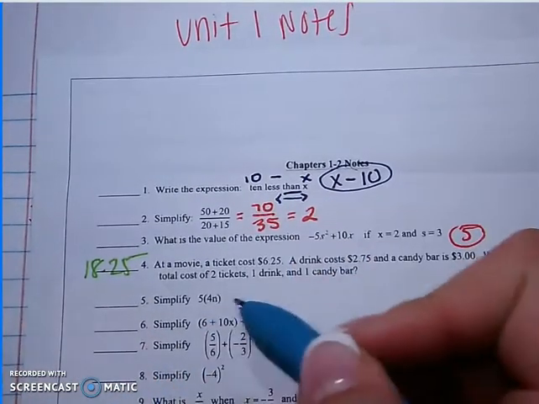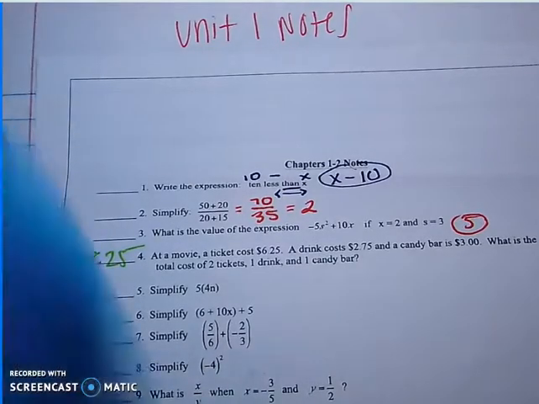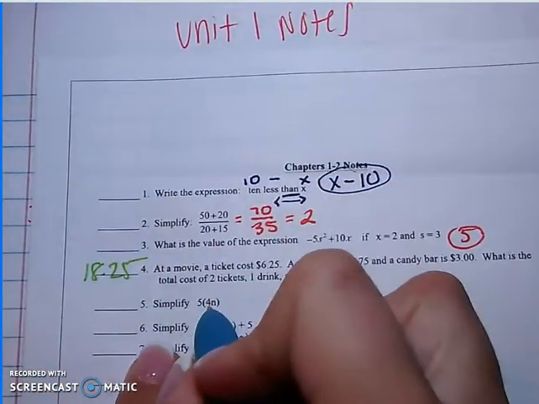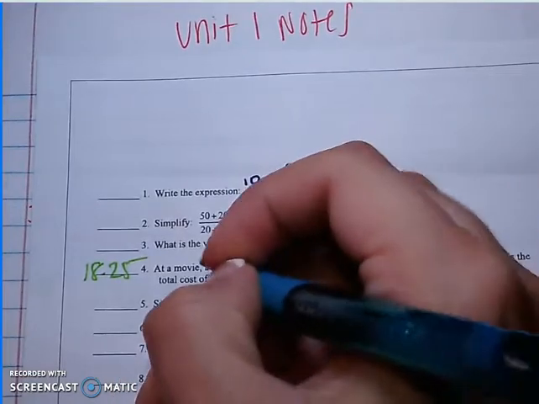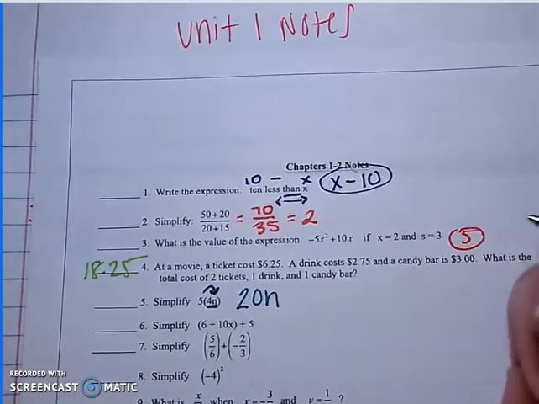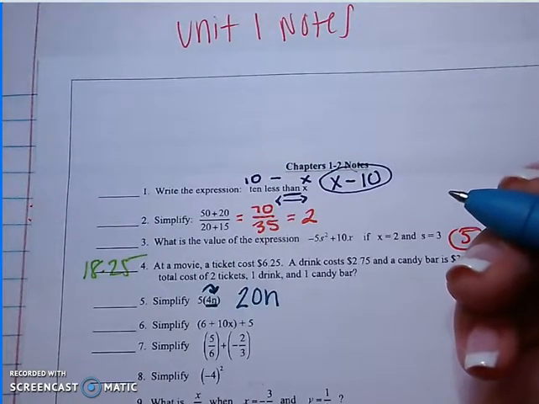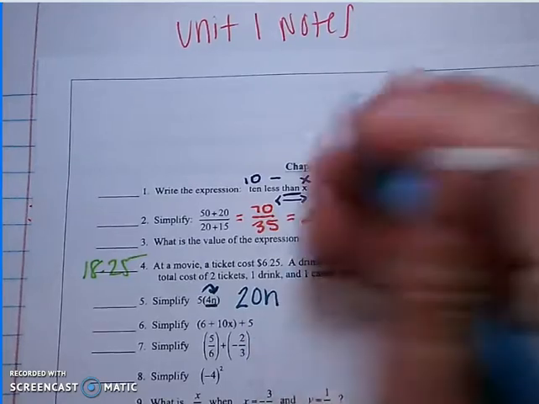Number 5 is just asking us to simplify. The only thing that we can simplify there is by distributing. This 4n is 1 term, so 5 times 4n is 20n. The n and the 4 are not separate. They are 1 unit. They are 1 term. Okay. Then that's my answer.